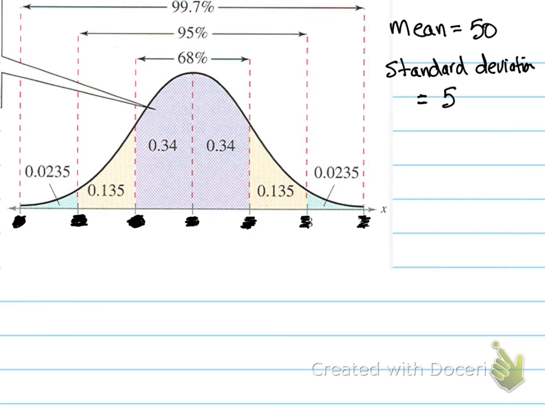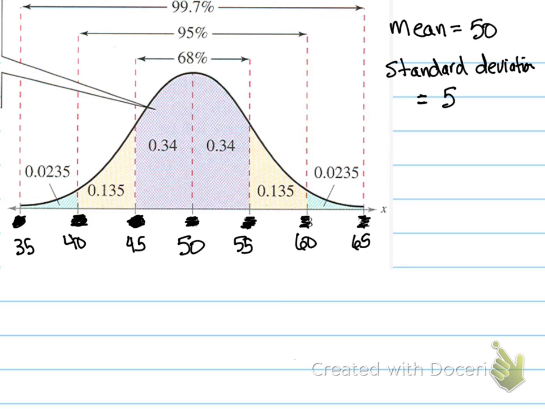Let's say it tells us the mean is 50 and the standard deviation is 5. It'll ask us to label the things, and then it'll ask us some questions. If our mean is 50, we know our mean goes right there. Our standard deviation is 5, so it's going to go up by 5 each time, and it's also going to go down by 5 from your mean. So 50 minus 5 is going to give us 45. 45 minus 5 is going to give us 40, then 35.